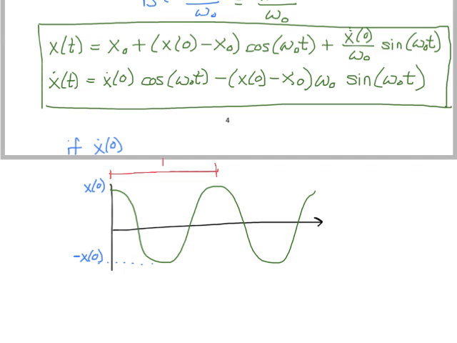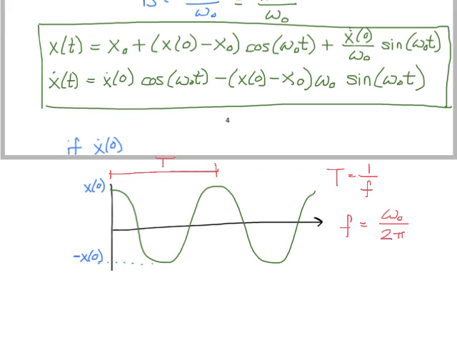So if this is the period T, we all know that T is equal to 1 divided by f, and this is when f is equal to the natural frequency, and our natural frequency is typically in radians per second, so we need to get that into hertz by dividing by 2 pi.